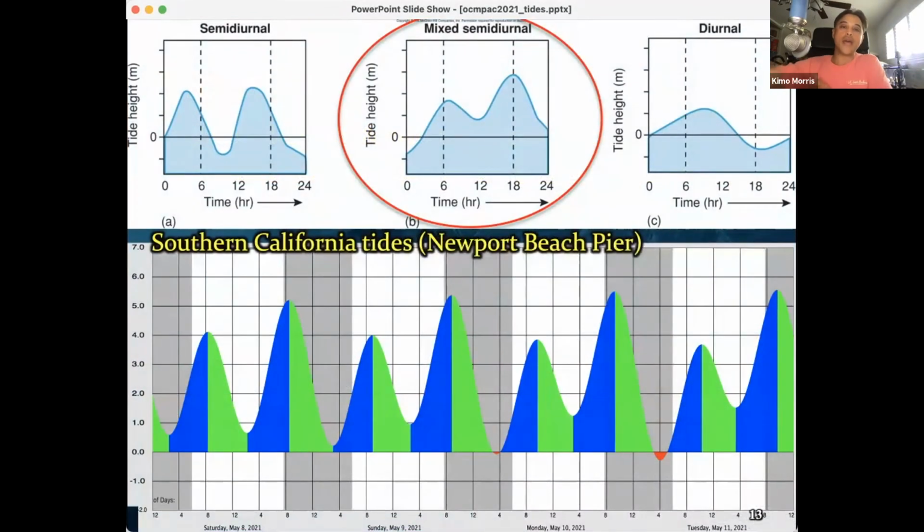Okay, now here's one of the problems, though, is that in Southern California, we have 2 high tides and 2 low tides, but they're not equal. One high tide is much higher than the other high tide in a 24-hour period of time. And this is a question I get a lot from people in the public. What makes it different? Well, it has to do with this.